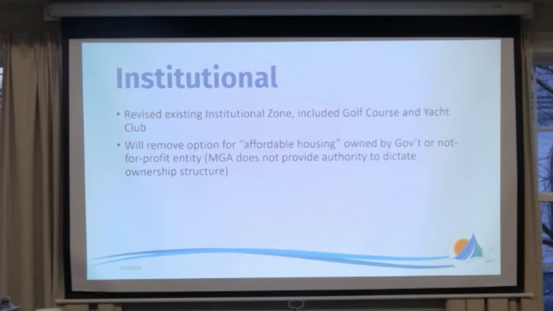The other change to the institutional zone is that originally, in a draft one that came up last year, the only kind of residential use that was proposed in the institutional zone was basically affordable housing projects that were owned by either another level of government or a not-for-profit type of ownership structure. Through our legal review, it was determined that we can't dictate the ownership structure, basically, so we couldn't only limit it to that. It would have to be open to any residential development of private nature, and that was not what we were looking to do. So with that in mind, that's going to be pulled out. So it will be no residential uses in the institutional zone.